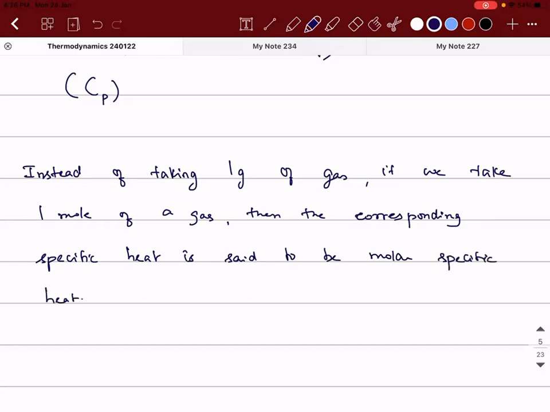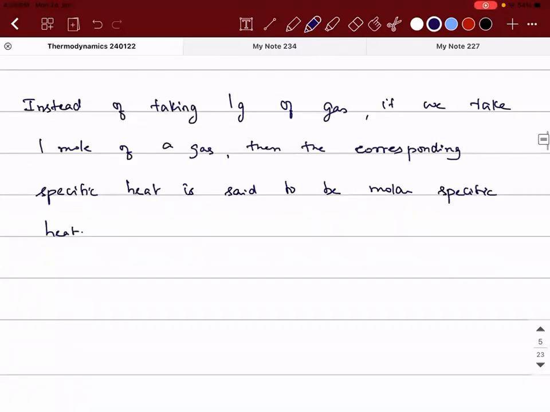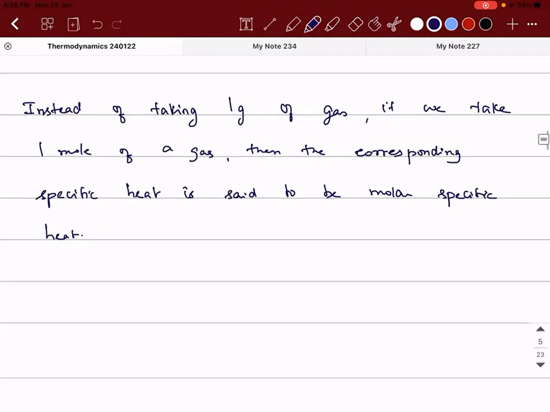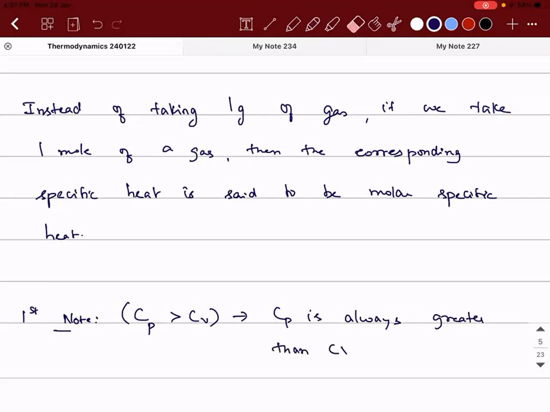Okay. Having this in mind, we will try to understand the relation between these two parameters. That is, we will try to understand which parameter is greater than the other, and the mathematical relation that exists between them, which is generally given as Cp minus Cv is equal to R. Let's see it. The first note that you need to make is, Cp is always greater than Cv. Why it is so, I'll discuss it. Don't worry. Okay.